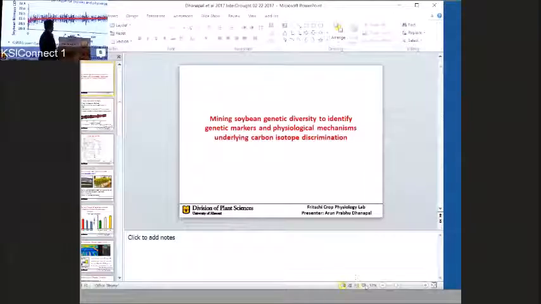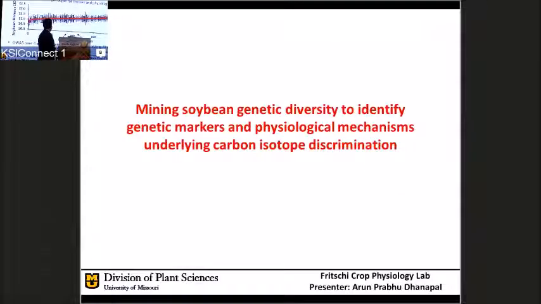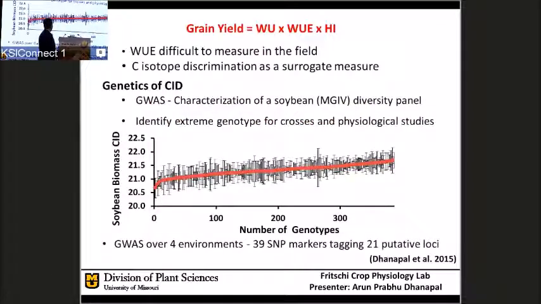I would like to start with Passioura's equation, where the grain yield is equal to the amount of water used times water use efficiency times harvest index. As you know, water use efficiency is difficult to measure in the field. So we used carbon isotope discrimination as a surrogate to measure water use efficiency in our soybean study. To our knowledge, the genetics of CID in soybean is minimal at best.